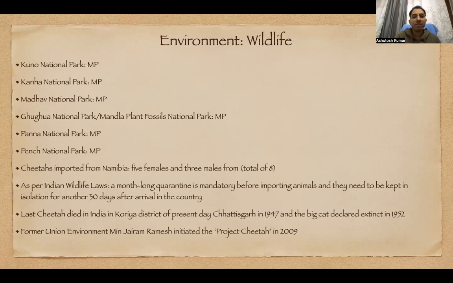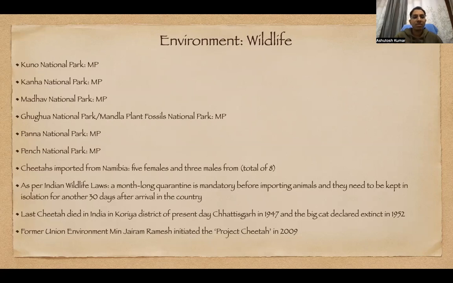So cheetahs were imported from Namibia, and there are 5 females and 3 males. So overall 8, and they were imported to this Kuno National Park. Okay. So as per Indian wildlife laws, a month-long quarantine is mandatory before importing animals, and they need to be kept in isolation for another 30 days in order to adapt to the local situation.